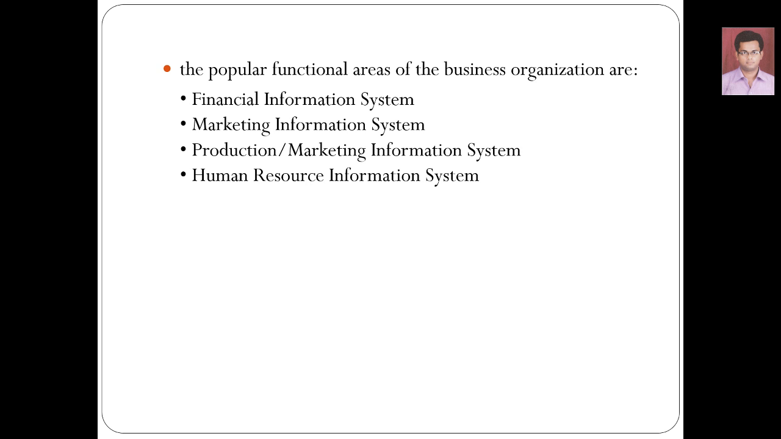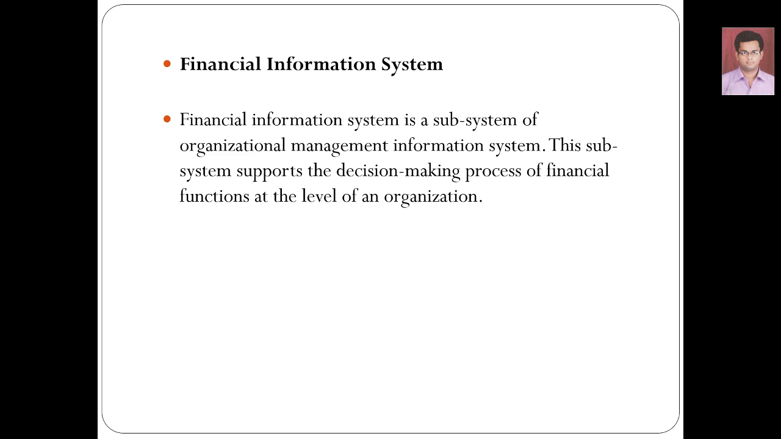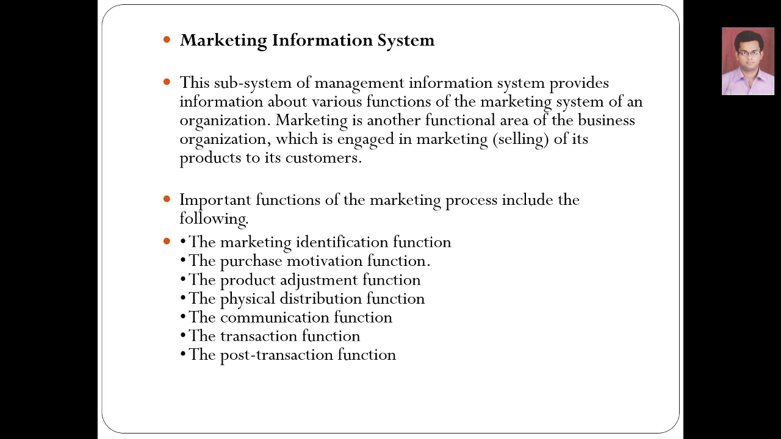The popular functional areas of the business organizations are financial information systems, marketing information systems, production information systems, and human resource information systems. Financial information system is a subsystem of the organizational management information system. This subsystem supports the decision-making process of financial functions at the level of an organization.